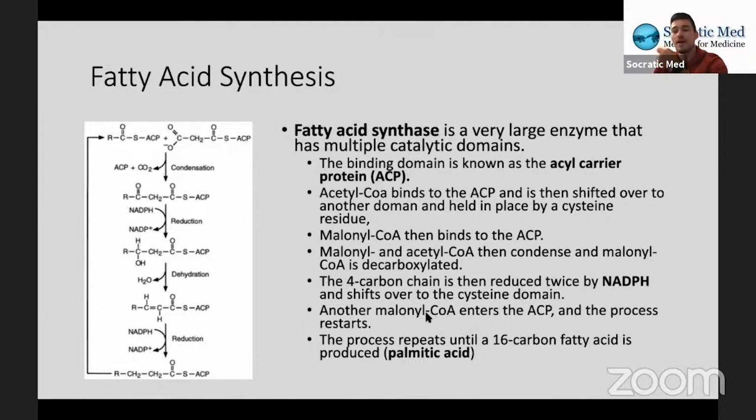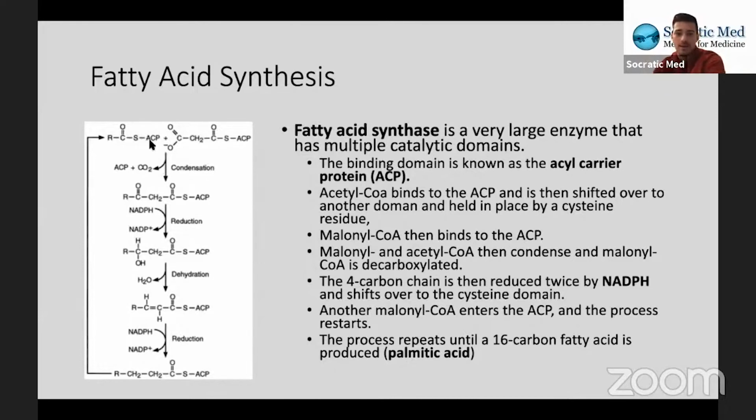So another malonyl-CoA enters the ACP, and the process restarts. We're just condensing, decarboxylating, and then shifting over to the cysteine domain to hold it. So it basically is just beta oxidation in reverse.